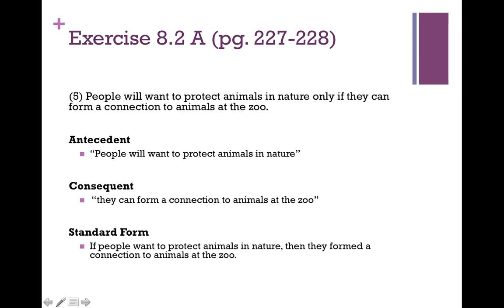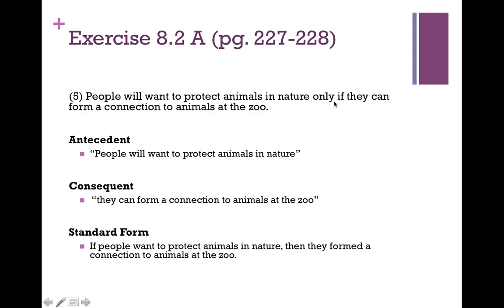If you had written it they can form something like that, that would have been okay too. You know, sometimes when putting these in standard form, you have to modify the tense of certain words, certain verbs, in order to get the statement to sound natural. But what is important for our purposes for you to recognize is the statement as it's initially presented is of the form P only if Q.